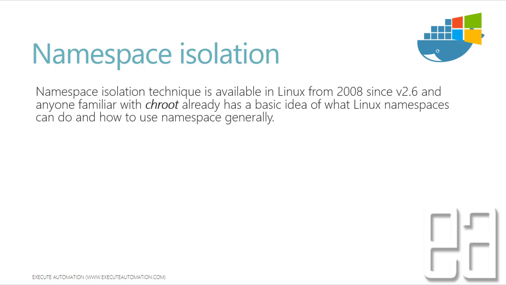Namespace isolation. A namespace isolation technique has been available in Linux since 2008, when version 2.6 was released, and anyone familiar with chroot already has a basic idea of what Linux namespaces can do. So namespace isolation is not an all-new technology, but it is available in Linux since 2008, while for the Windows world it is all new. It was introduced in Windows Server 2016, but before that, the isolation was not there.